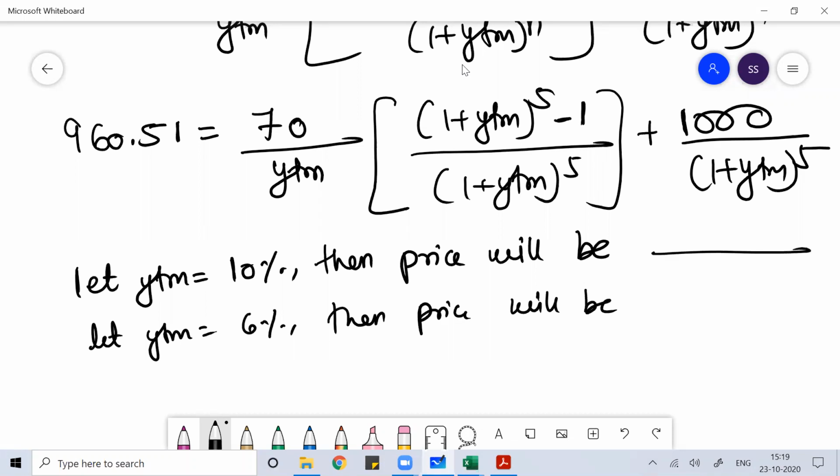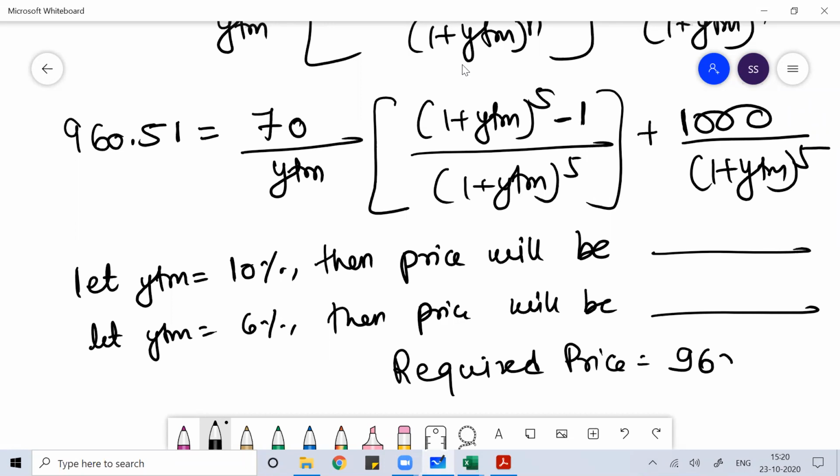So let's take a price. Let's solve this fill in the blank. Take YTM at 10%, find the price. Take YTM at 6%, find the price. You know the required price. What is the price you're looking for? The price you're looking for is 960.51. So you should get a boundary.